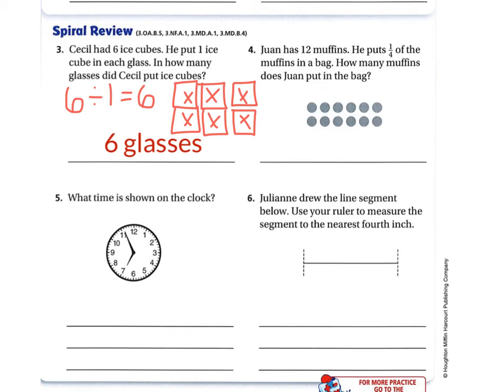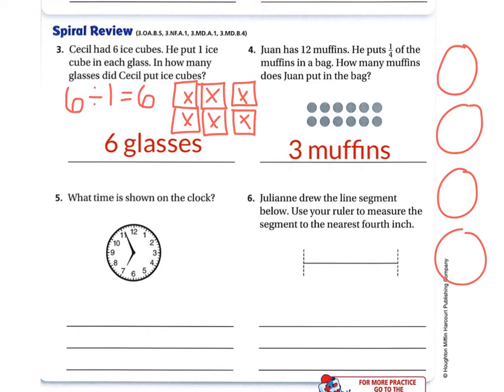Number 4 is a great question. This is from last chapter when we were learning about fractions. Here's our answer. 3 muffins. Keep listening if you need some help with that. So we are trying to figure out what 1/4 of 12 is. Because it says 1/4, we can draw 4 groups, and I know 1/4 would be one of these groups.